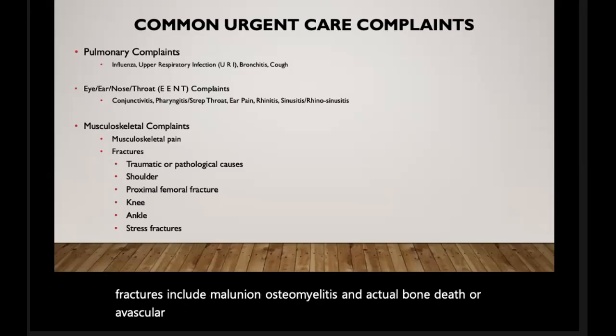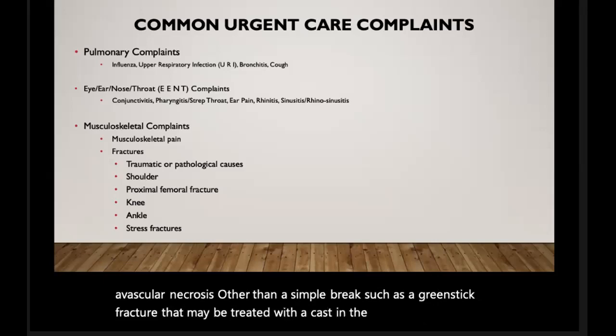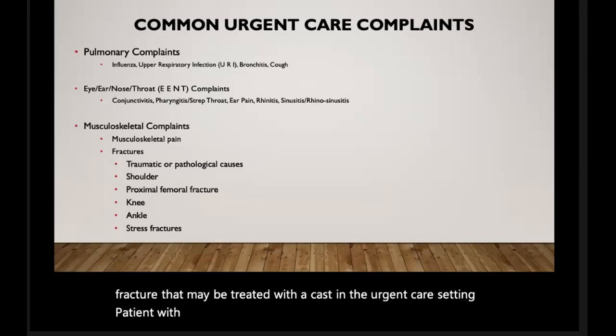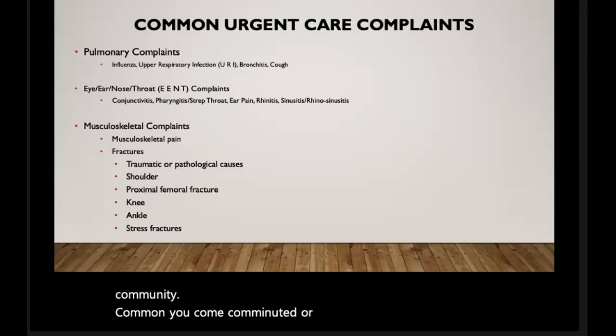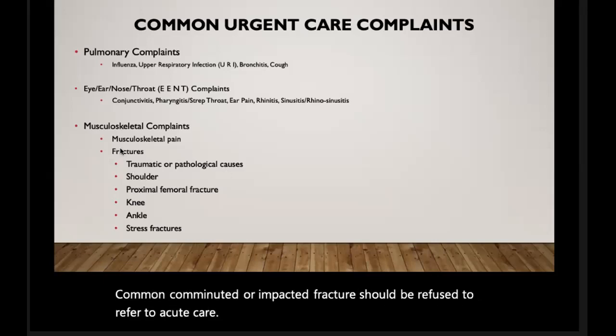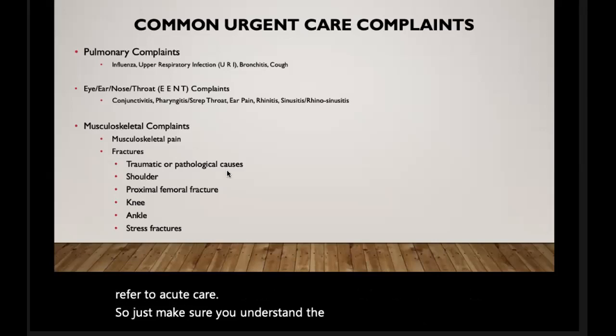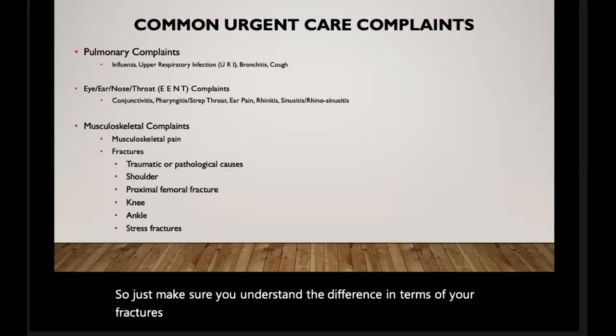Other than a simple break, such as a greenstick fracture that may be treated with a cast in the urgent care setting, patients with more involved bone fractures, such as a comminuted or impacted fracture, should be referred to acute care. So just make sure you understand the difference in terms of your fractures and how they present.